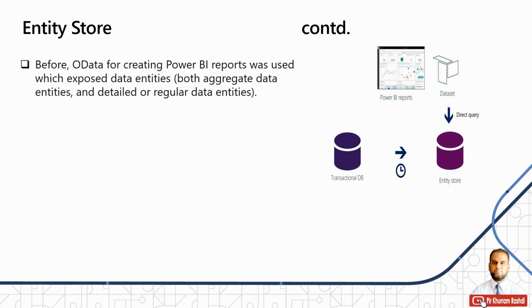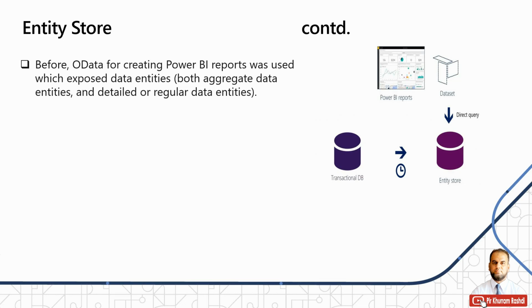If we look back, before there was one approach called OData, in D365 or any other platform, but now we are talking about D365 F&O. This approach was used for creating Power BI reports that expose the data entities. If you have worked with the data management framework in F&O, it supports data entities, which are basically tables in de-normalized form. The OLTP tables are converted to a single table or fact table in de-normalized form.